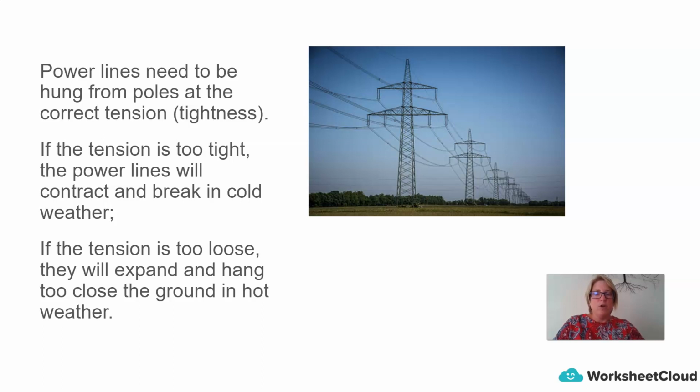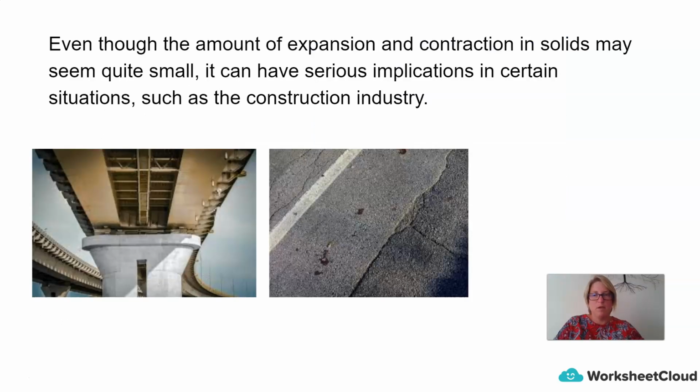One thing you can think about is that power lines need to be hung from poles at the correct tension or tightness. If the tension is too tight, the power lines will contract and break in cold weather. And if the tension is too loose, they will expand and hang too close to the ground in hot weather. Even though the amount of expansion and contraction in solids may seem quite small, it can have serious implications in certain situations, such as the construction industry.